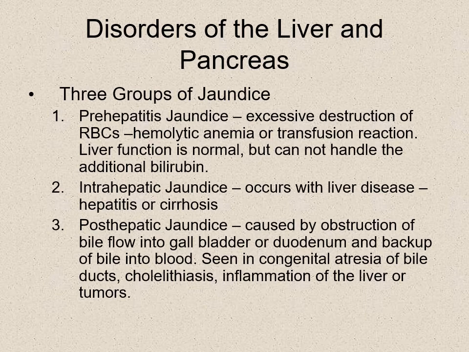Intrahepatic jaundice occurs within the liver, with liver disease, rather, hepatitis or cirrhosis. Posthepatic jaundice is caused by obstruction of bile flow into the gallbladder or duodenum and backup of bile into the blood. It's also seen in congenital atresia of the bile ducts, obstruction caused by cholelithiasis, inflammation of the liver, or tumors.